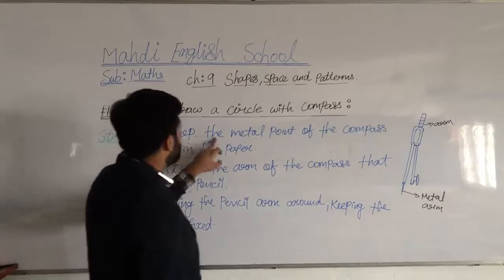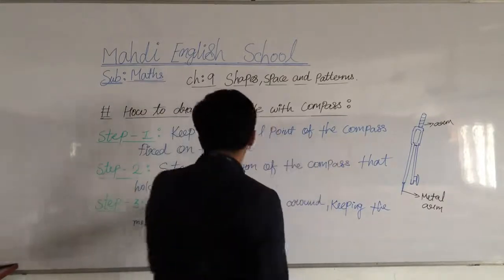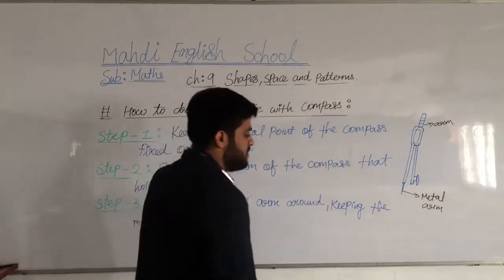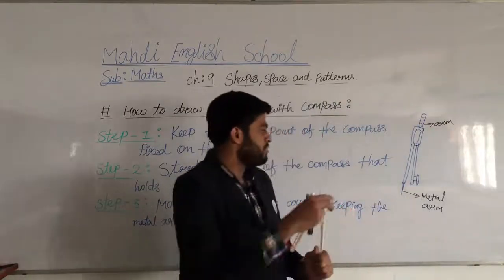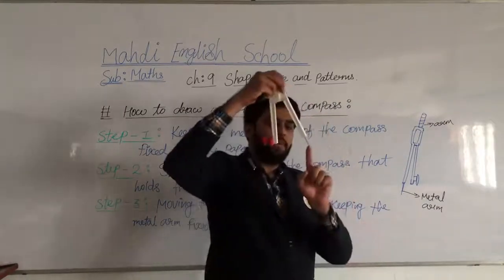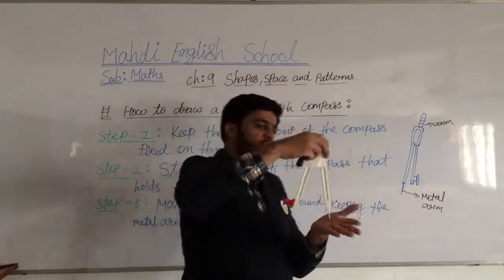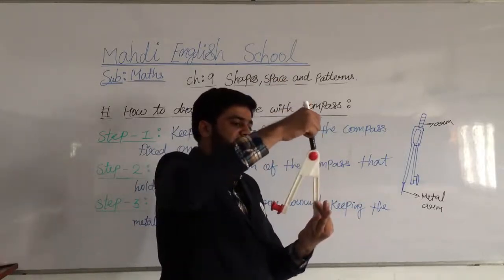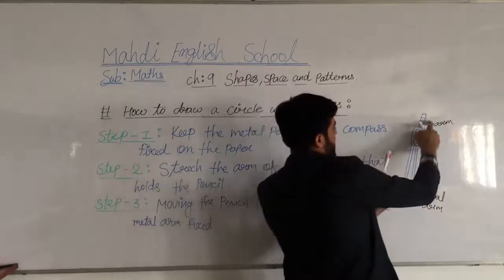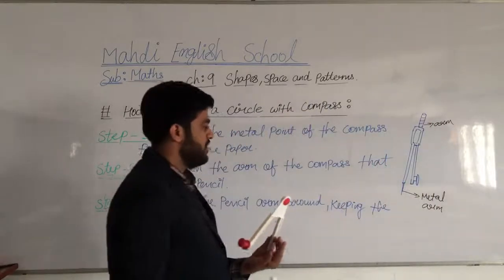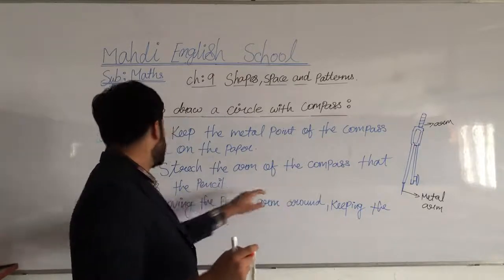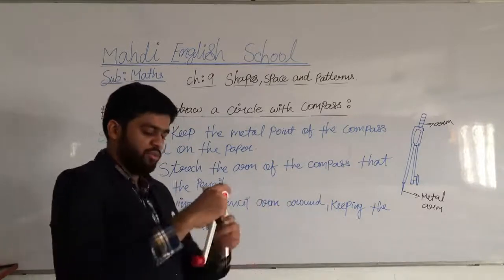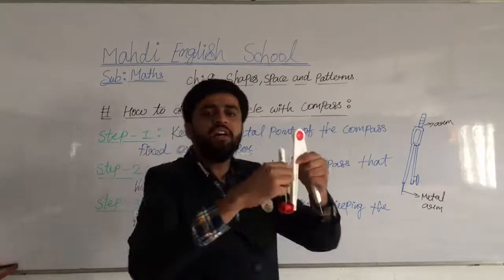Step number 1, keep the middle point of the compass fixed on the paper. It means we have to draw the circle or round, so we have to fix this metal point on the paper. Okay, and here is the one arm. Here we can draw it properly. Okay, and stretch the arm of the compass to hold the pencil. So here we attach the pencil.